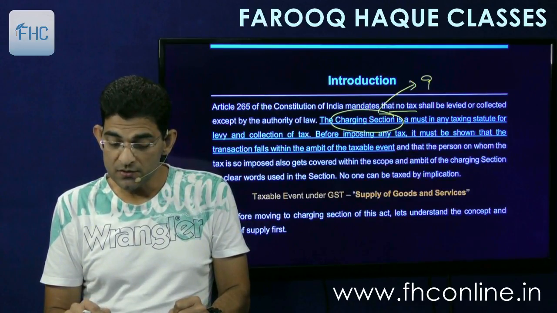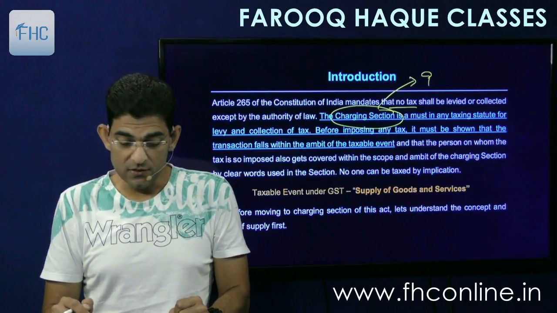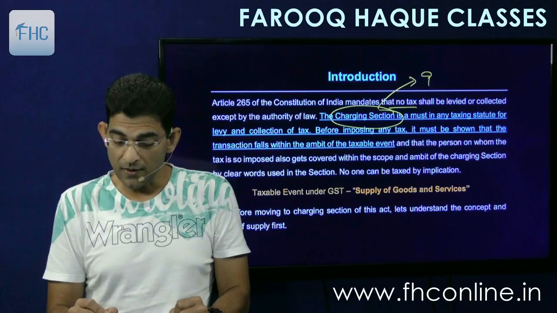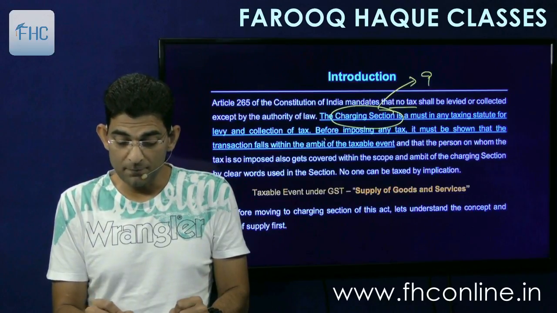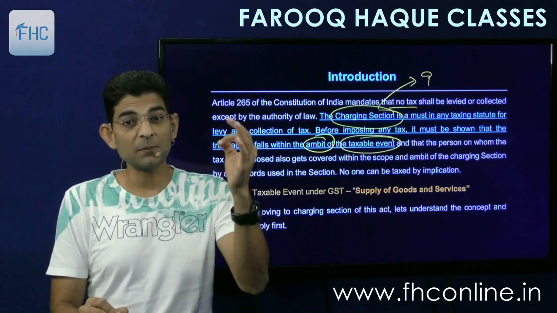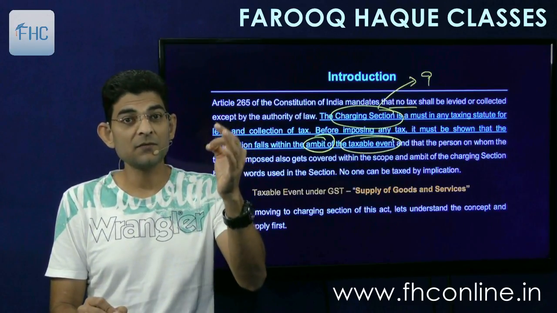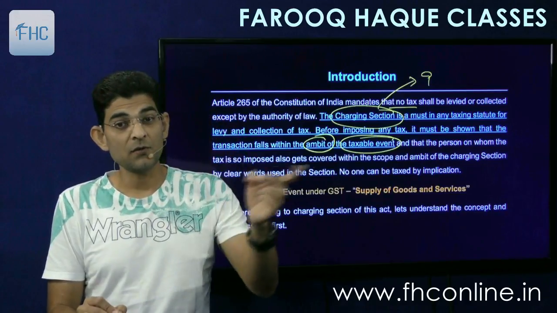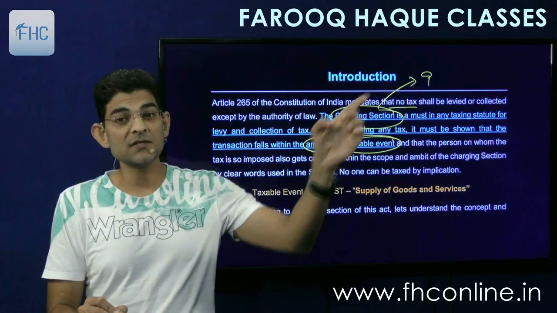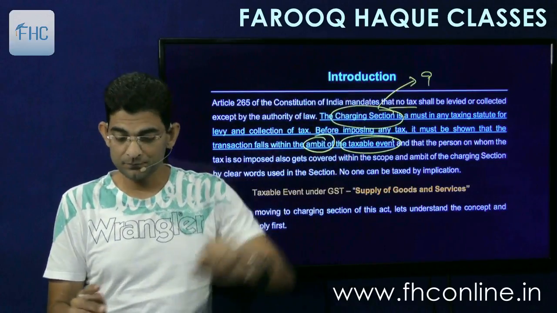So the charging section is a must, and in any taxing statute for levy and collection of tax, before imposition of tax, it must be shown that the transaction falls within the ambit of the taxable event. So taxable event here is supply, and supply is defined in section 7. So therefore first we'll see section 7, that is taxable event, and then we'll see the charging section, section 9.